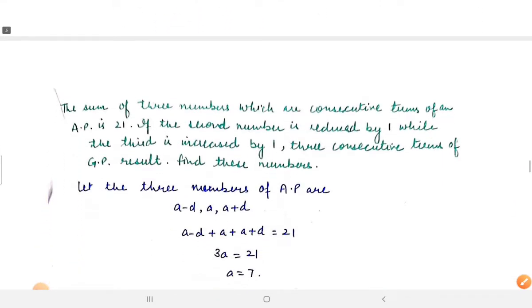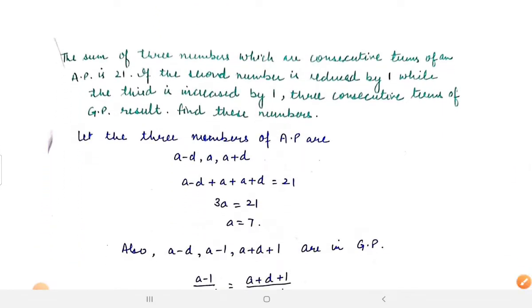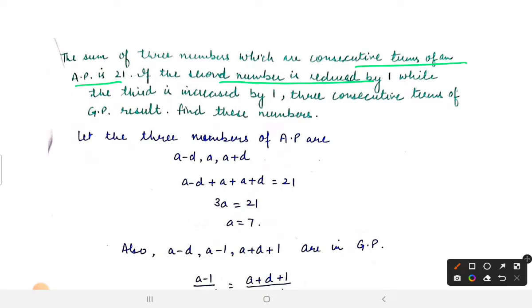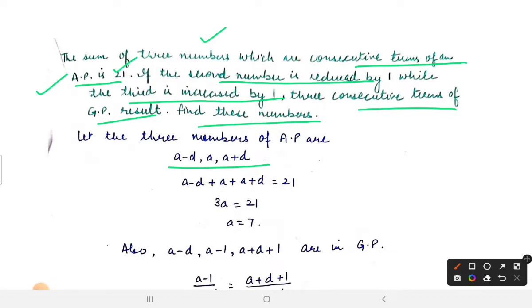Next is: the sum of three numbers which are consecutive terms of an AP is 21. If the second number is reduced by 1 while the third is increased by 1, the three terms are now in GP. Find these numbers. So we have three numbers which are in AP. Let the three numbers be A minus D, A and A plus D. Their sum is given to us as 21.